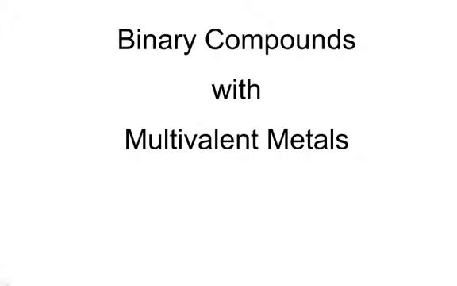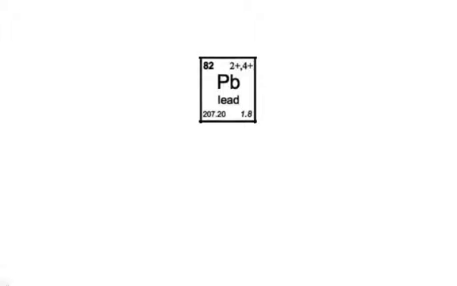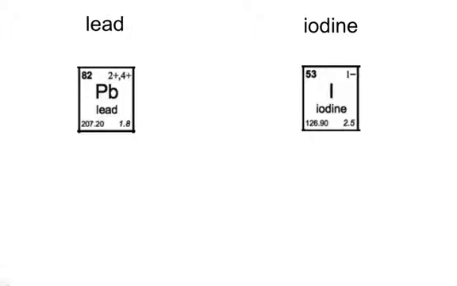But when we get into multivalent metals, it becomes a bit more tricky. It's not just about ratios, it's about accounting for which version of the cation we're talking about. So let's use lead as an example. Lead comes in a +2 or a +4 ion. Those are commonly formed ions. If we were to combine this with iodine, we'd have 2 possible outcomes.